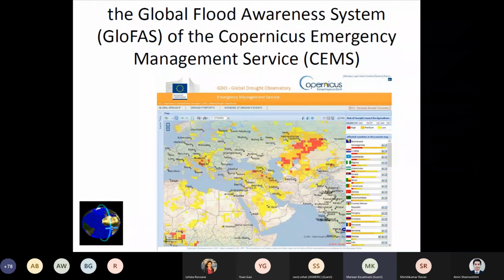There is the Global Flood Awareness System, GloFAS, by the Copernicus Emergency Management Service, CEMS. By Copernicus, we can get information about any flood in any place in the world.